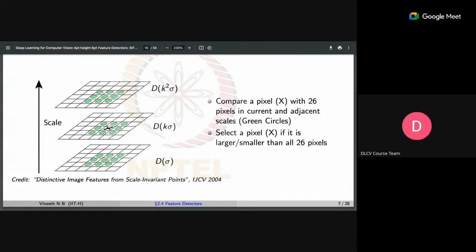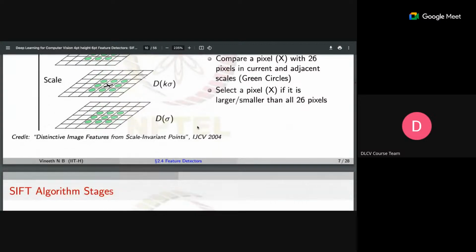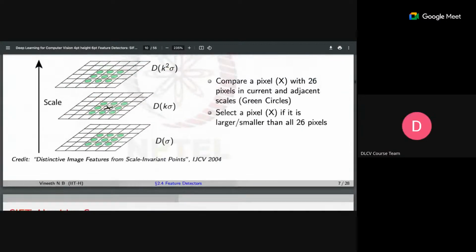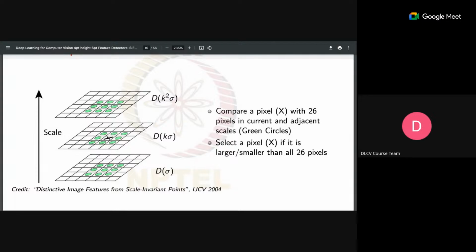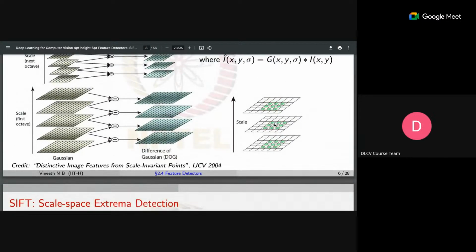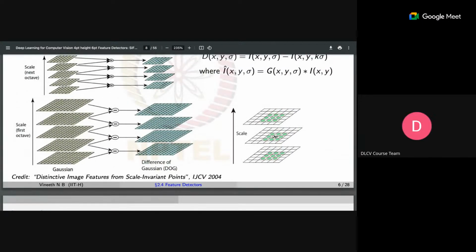No, no. So you are thinking of it from the convolution perspective. You just think of it like you want to detect the interesting points, which are scale invariant. Now, how do you do that?